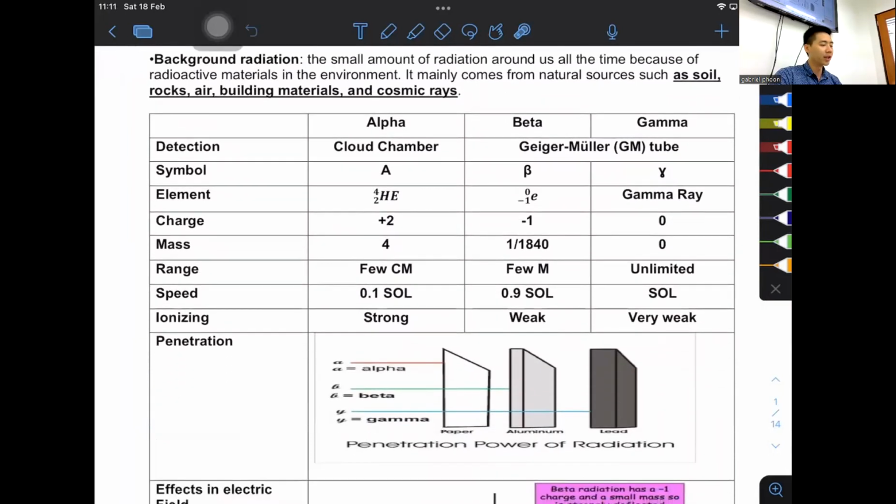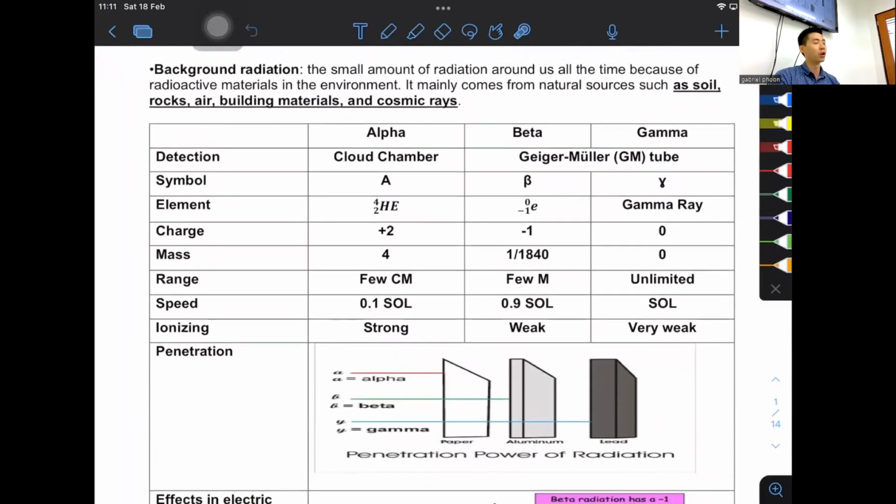In this chapter, the only thing you need to know is there are three forms of radiation, guys: alpha, beta, and also gamma. Are you okay?